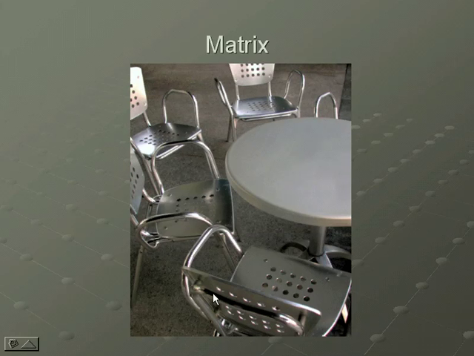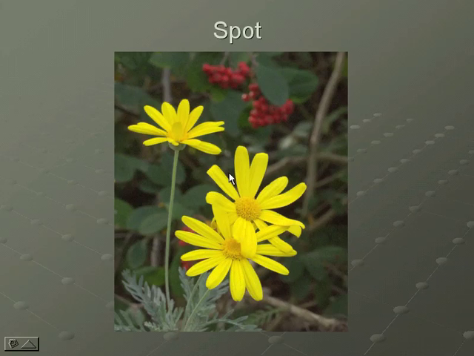The final mode is spot metering mode, and there's usually an area about this big around in the center of the picture that's the only thing that's read. So what you do is you aim your camera at the one thing that's really important to you to get the correct exposure for. In this case it would be these little yellow flowers, and push the shutter button down halfway so you get the proper exposure.